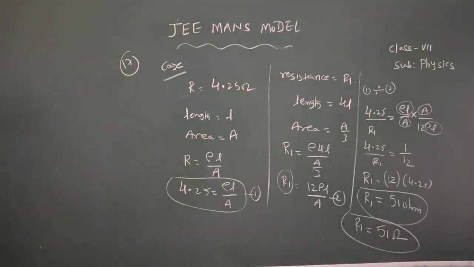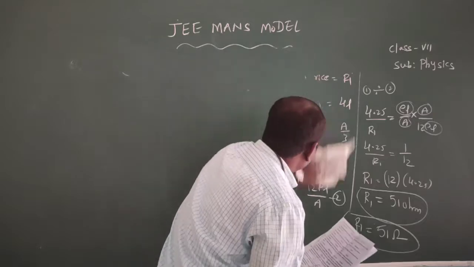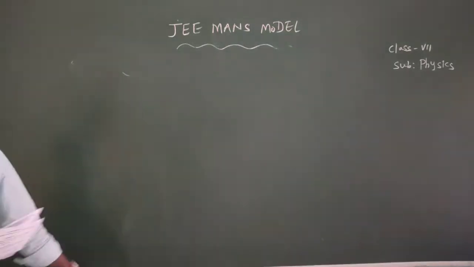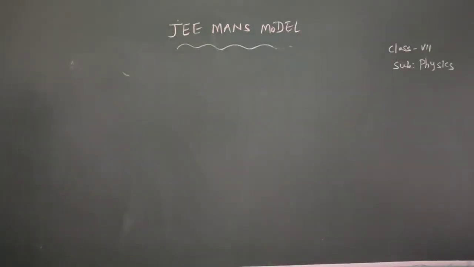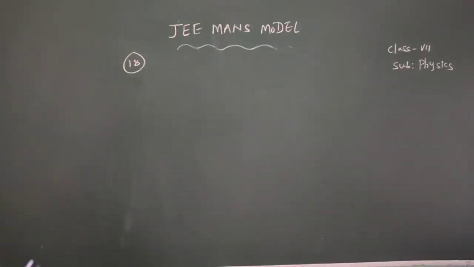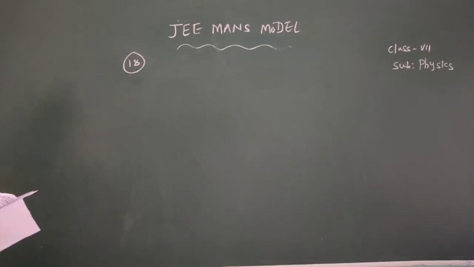Next, question number 18. A nichrome wire of length L and area of cross section A by 4 has a resistance R. Another nichrome wire of length 3L and area of cross section A by 2 has a resistance R1. Then find the ratio R1 is to R.